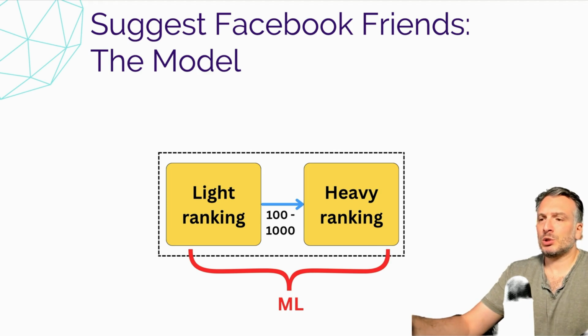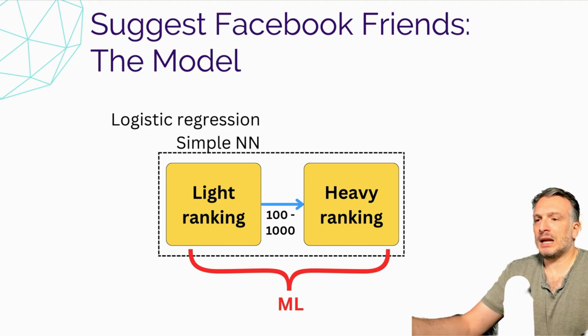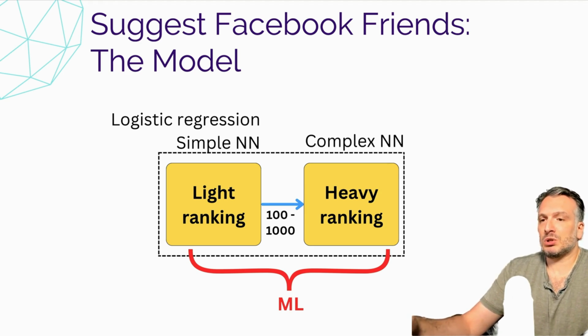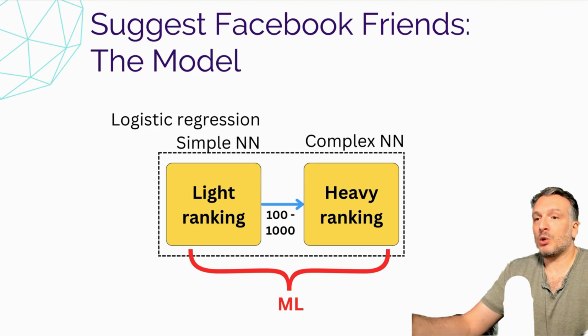So if we come back to the ranking process in our system, it is very likely that for the light ranker, you may want a logistic regression or a simple neural network. And it is very likely that for the heavy ranker, you may want a complex neural network. So a logistic regression is a very fast model, whereas a complex neural network is going to be slower at inference. So a logistic regression is going to be able to handle more candidates to rank, whereas a complex neural network is going to need to rank fewer candidates to be as fast.